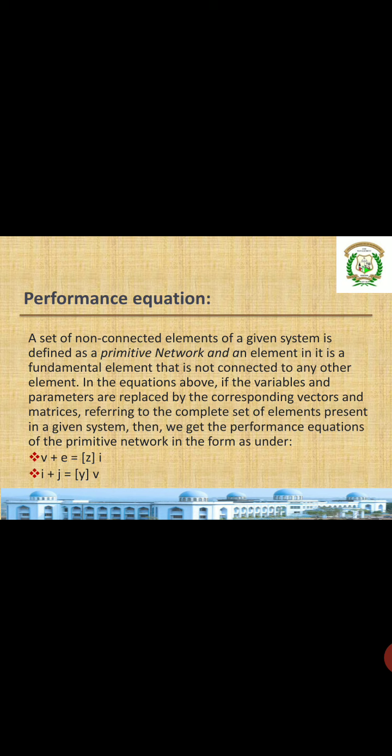A set of non-connected elements of a given system is defined as a primitive network, and an element in it is a fundamental element. It is not connected to any other element. In the equations shown previously, if the variables and parameters are replaced by corresponding vectors and matrices referring to the complete set of elements present in a given system, then we get the performance equation of the primitive network in the given form.